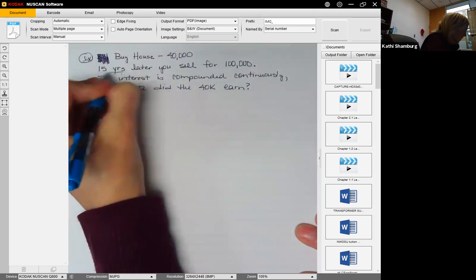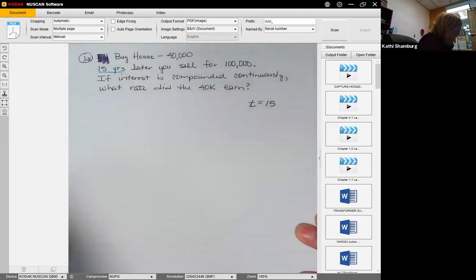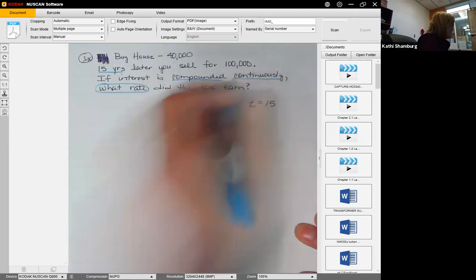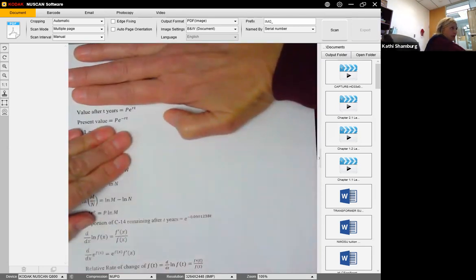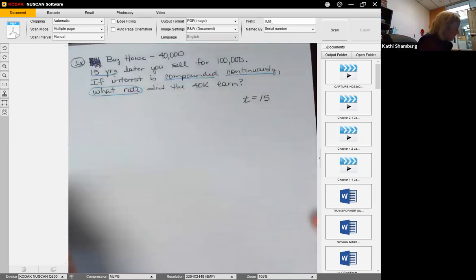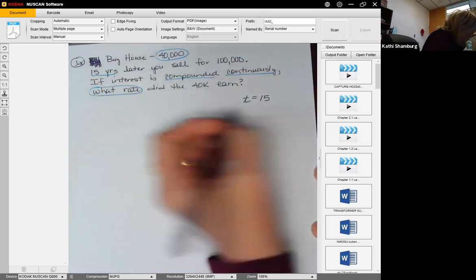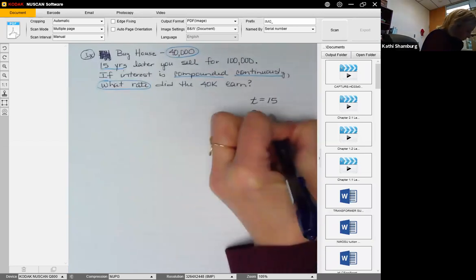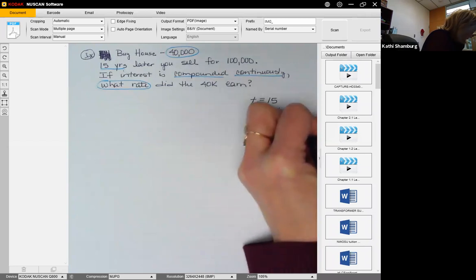So 15 years, yeah, that's pretty easy to figure out, we know t is equal to 15. Now, notice it is asking for what rate. So the rate is the unknown. Now, the other thing that you need to look at is that it is compounded continuously. So that means we do not have an M. When it's compounded continuously, you're looking at these, okay? So we know we're going to use the one with the E in it. Now, what we do have is $40,000, all right? So $40,000 is your initial amount. So that is your P, that is your initial amount, and in this case, it is $40,000. $100,000.